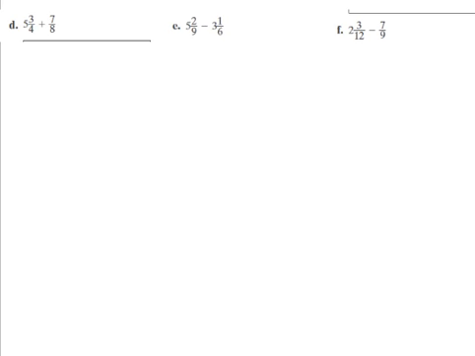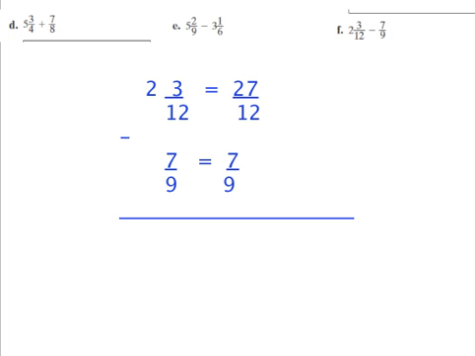Now we're ready for example F, 2 3/12 minus 7/9. I'm definitely going to change this one to improper fractions. So 2 3/12 will become 27/12, and 7/9 just stays 7/9. The next thing we have to do is find a common denominator. The common denominator of 12 and 9 is 36.